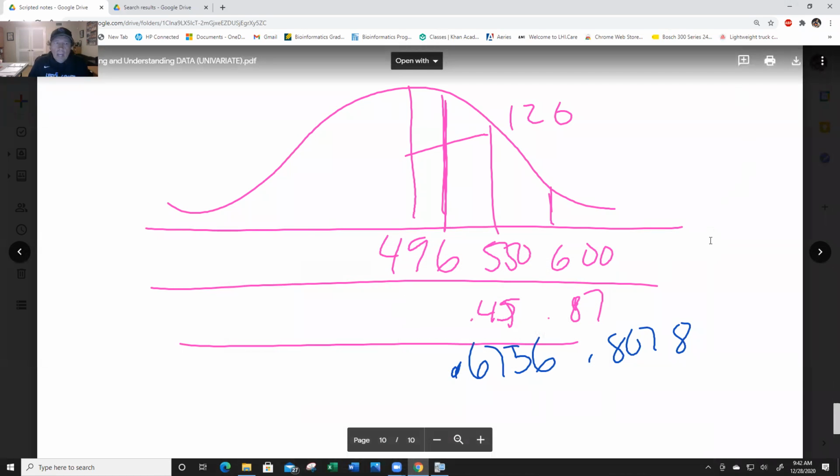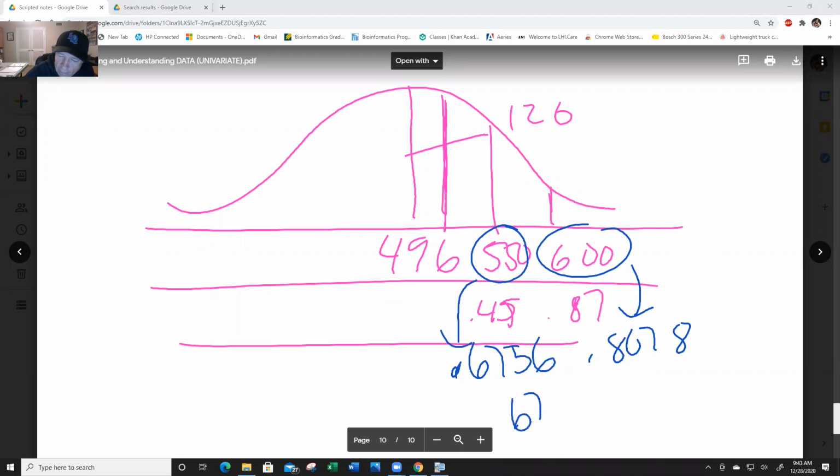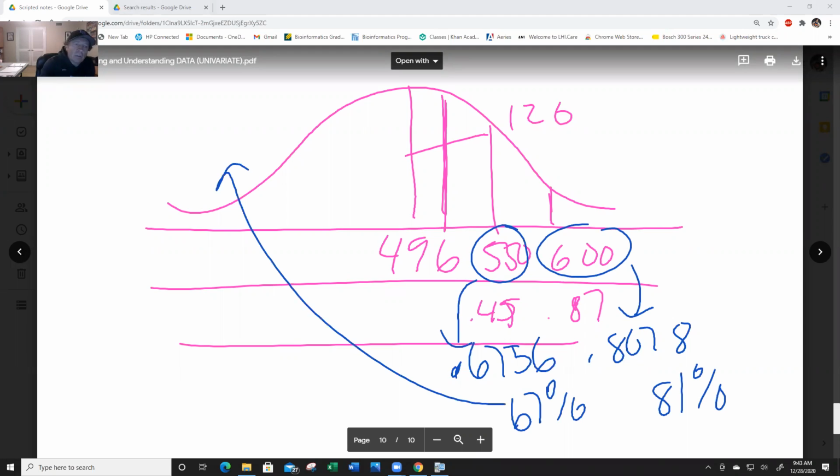All right, so what I did here is I converted her scores of 550 and 600 to percentiles, just the normal way. And for that SAT company, I'm going to round this to about 67%. Sound good? And this is 81%. The company says they can increase it by 10%. So that means they can get her to 77% all the way up to the 91st percentile. Okay? So that's how you do that last problem.